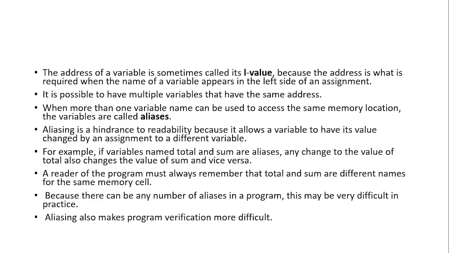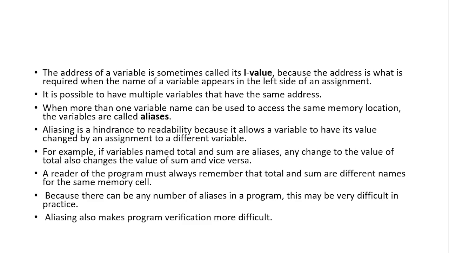Aliases can be created in programs in several different ways. One common way in C++ and C is with their union types. Two pointer variables are aliases when they point to the same memory location. The same is true for reference variables. This kind of aliasing is simply a side effect of the nature of pointers and references.